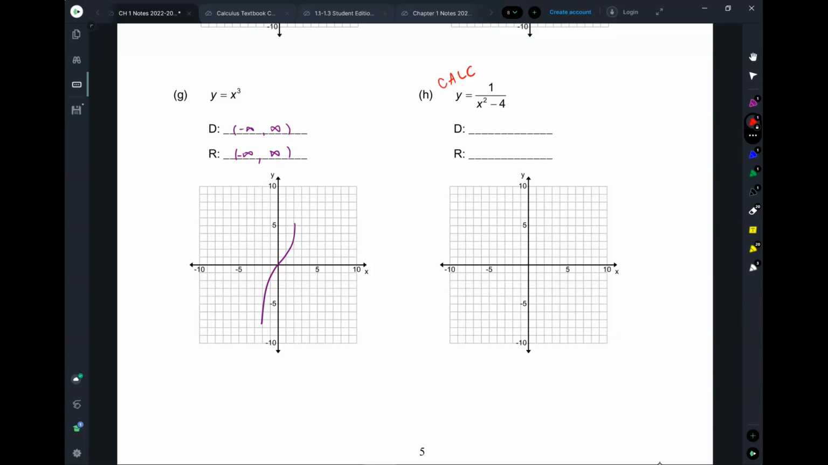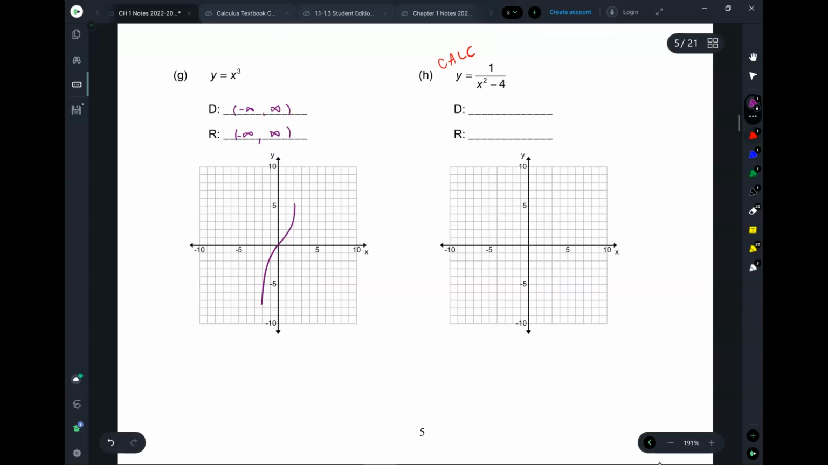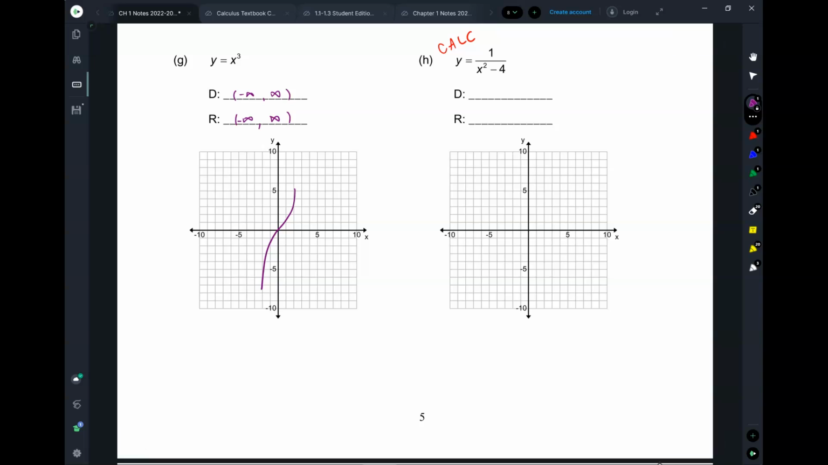Okay. This one, definitely with your calculator. So there are asymptotes here at 2. Good, very good. There's another one at y equals 0 here. Why does it have 2 and negative 2? Set the denominator equal to 0.